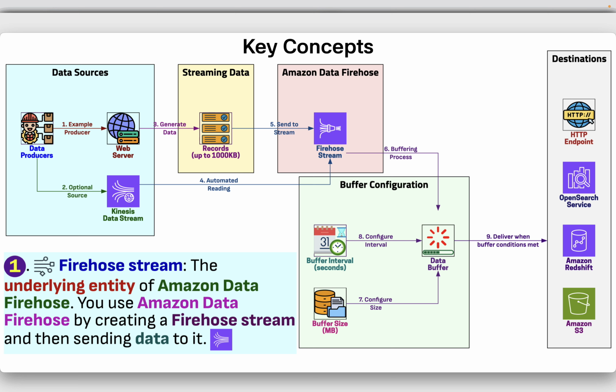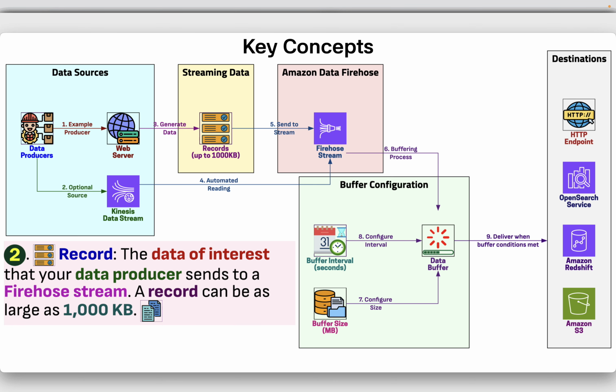So the key concepts. First one is the Firehose stream, and this is the underlying entity of Amazon Data Firehose. You use Amazon Data Firehose by first creating a Firehose stream and then sending data to the stream. Next one is a record, which is the data of interest that your data producer sends to a Firehose stream. A record can be as large as 1000 kilobyte.